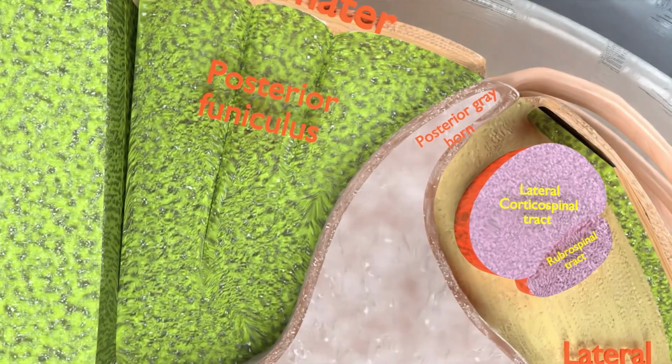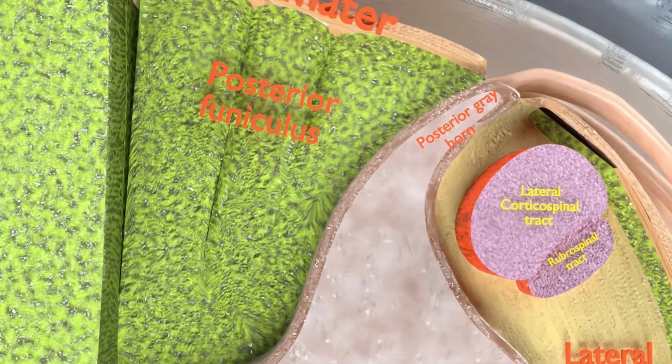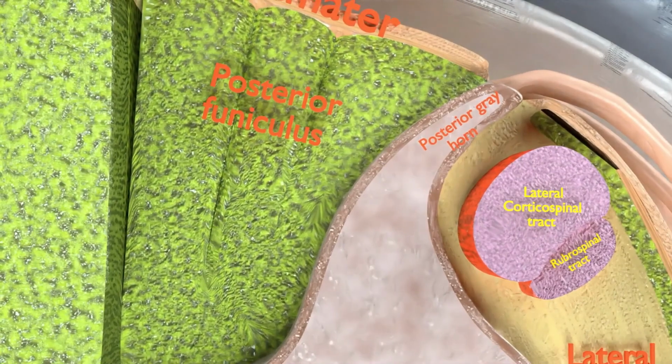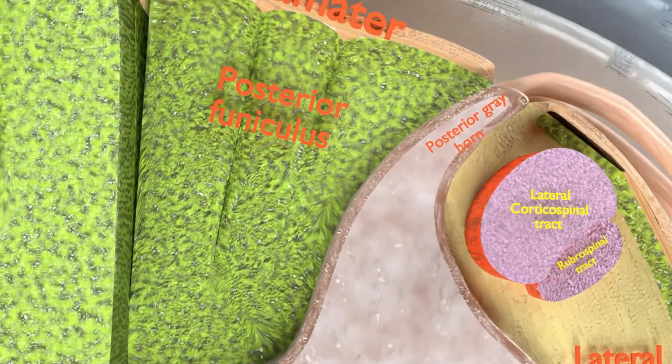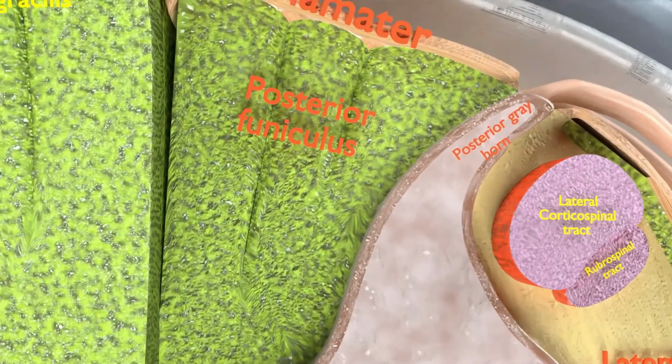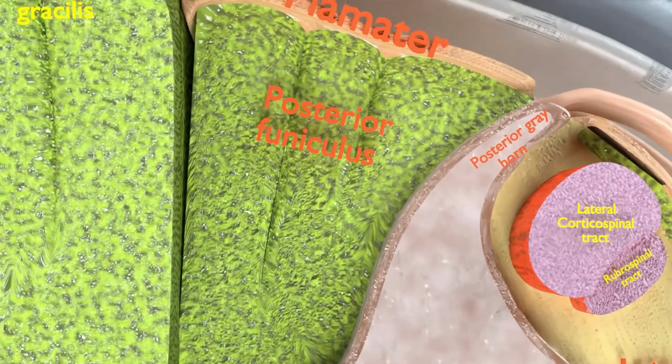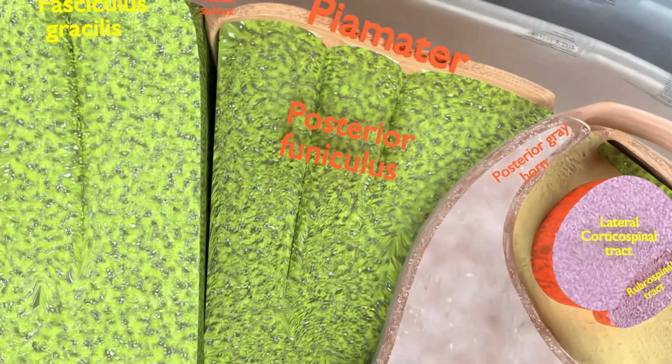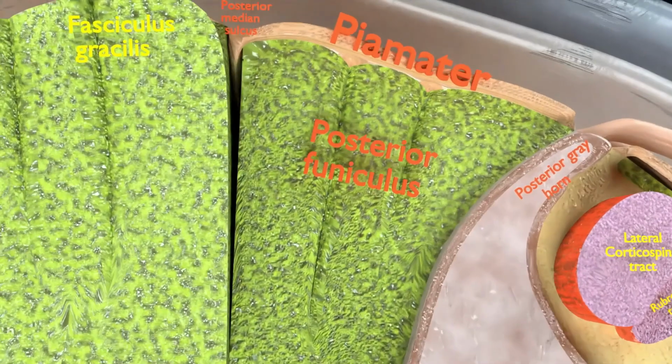These fibers carry information related to fine touch, tactile stereognosis, two-point discrimination of simultaneously applied pressure, vibration, position, and movement sense, and conscious proprioception.